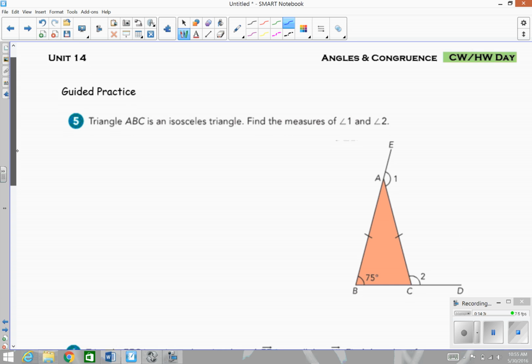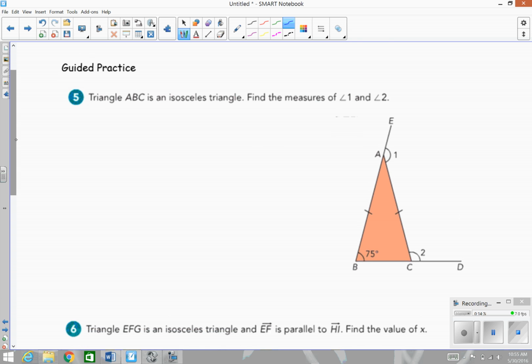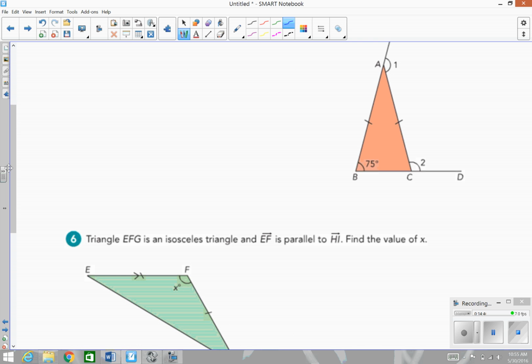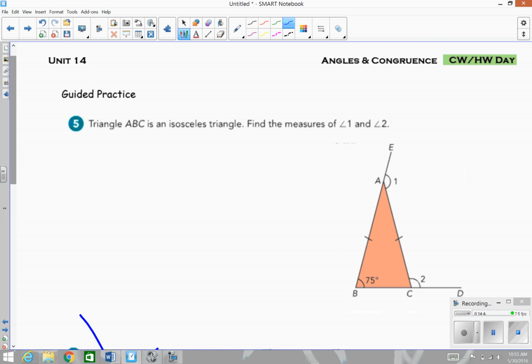I want you to take the time to practice number 5. It's an isosceles triangle, so it has some of those unique properties. We're going to skip number 6. So try number 5, pause, and come back when you're ready.